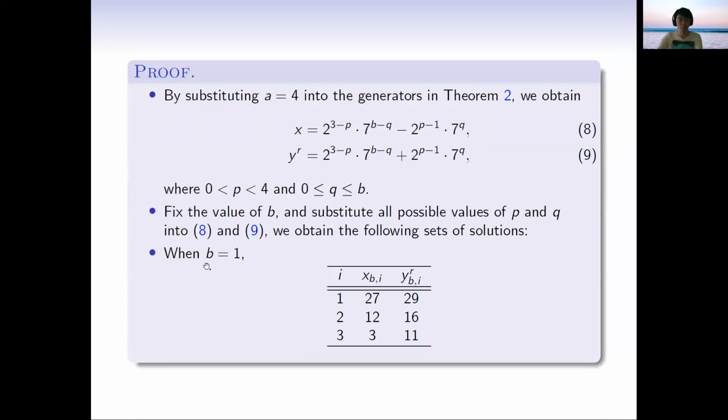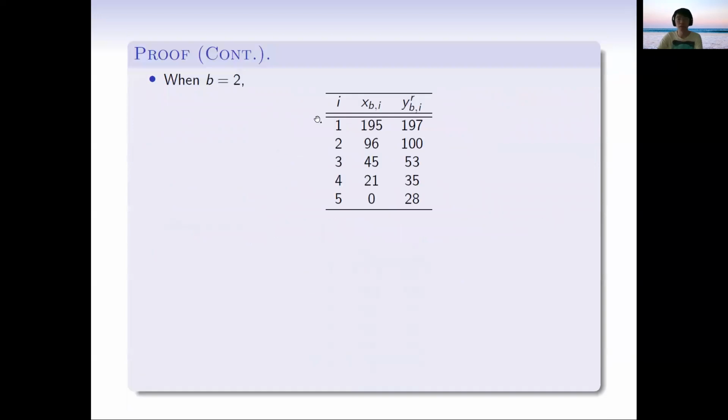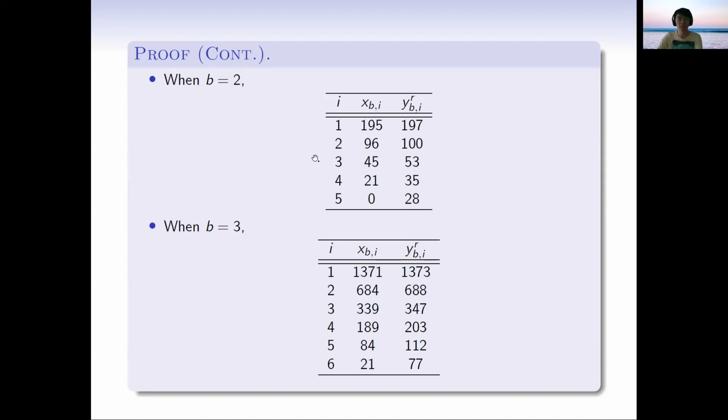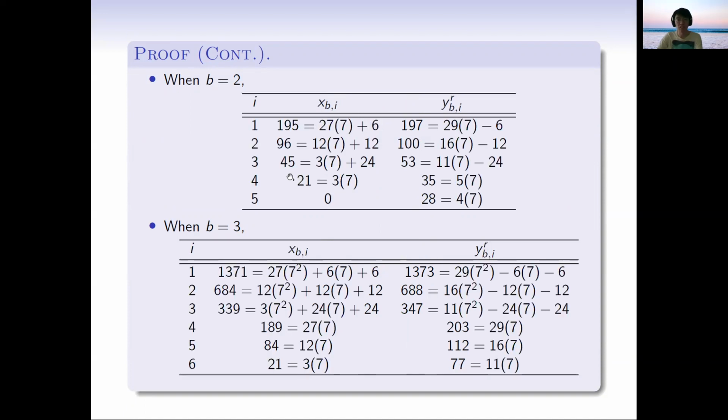For example, when b equals 1, we obtain three different sets of non-negative integral solutions, and they are arranged in descending order. Similarly, when b equals 2, there are 5 different sets of solutions. When b equals 3, we have 6 different sets of solutions. Now we are going to represent these numbers in this form. The reason is we are going to create a relationship between the numbers in these three tables.